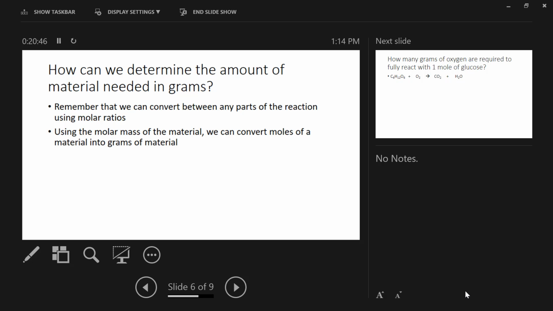So using the molar mass of the material, which we can find using our periodic table, we can convert from moles of a material into grams. We've done this many times. Yes? We've done this in both our real labs so far. We've done it in several homework problems, converted from moles to grams or grams to moles, using the molar mass.